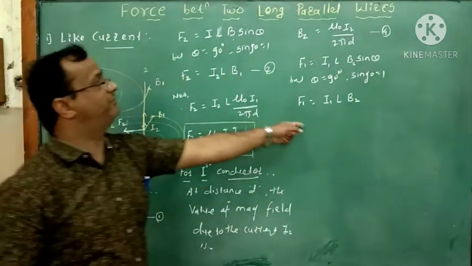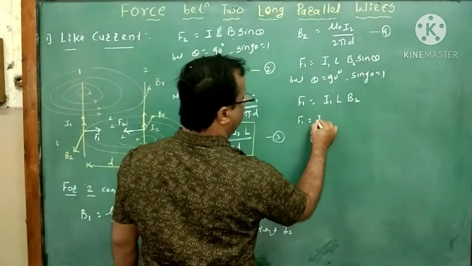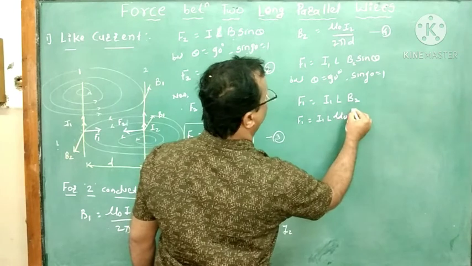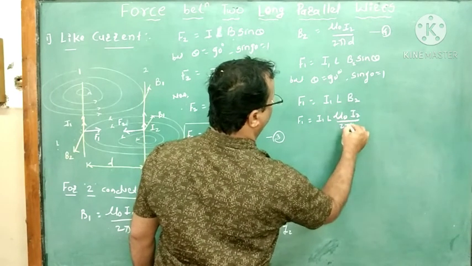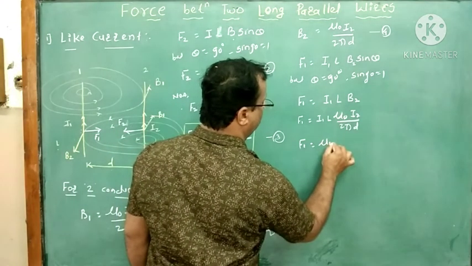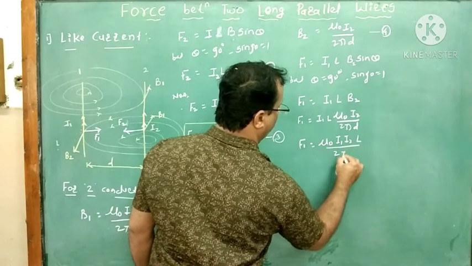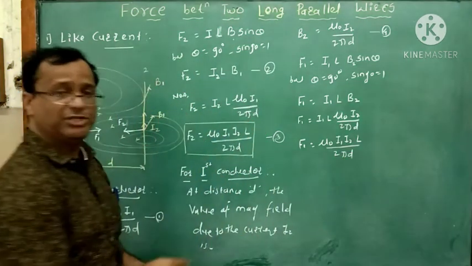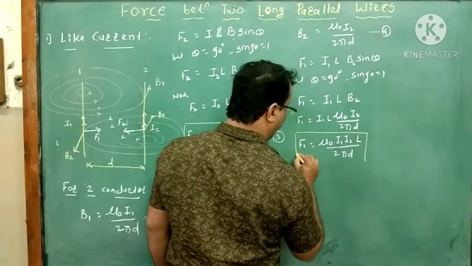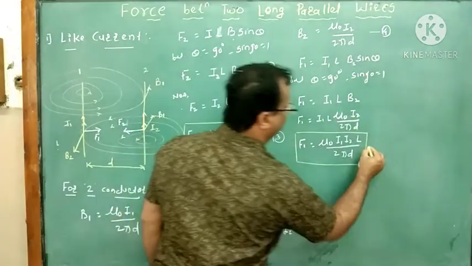Now we want to substitute the value of B2. So F1 is equal to I1 as it is, L is also as it is, and the value of B2 is simply mu 0 I2 upon 2 pi D. Now rearranging that, F1 is equal to mu 0 I1 I2 L upon 2 pi D. So this much amount of force is acting on the first conductor by the magnetic field B2 produced by the current I2. Suppose this will be equation number 5.